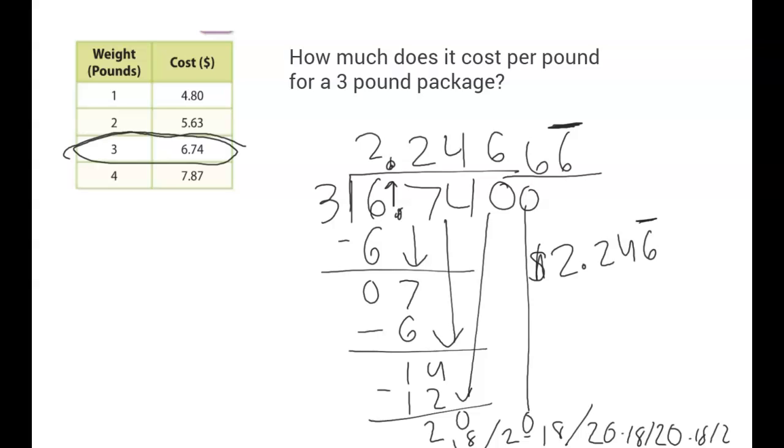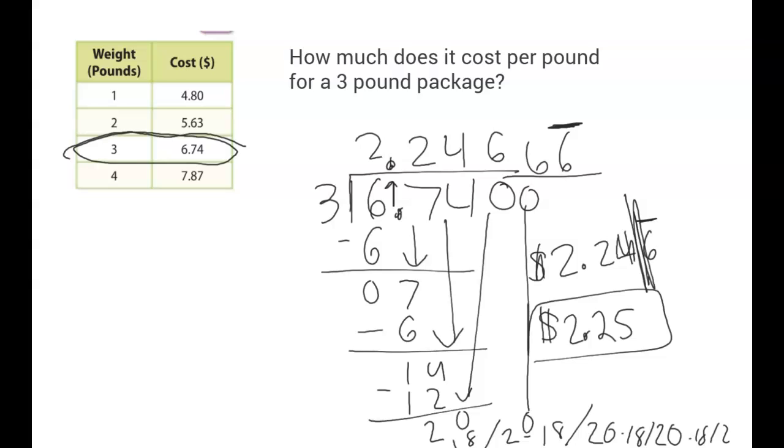And when we're talking about money, we don't go beyond the penny. And the penny is the hundredths place. So I'm going to need to round to the nearest hundredths place, which is where the 4 is. And my never-ending 6 tells me to go up. So this is going to be $2.25 per pound.